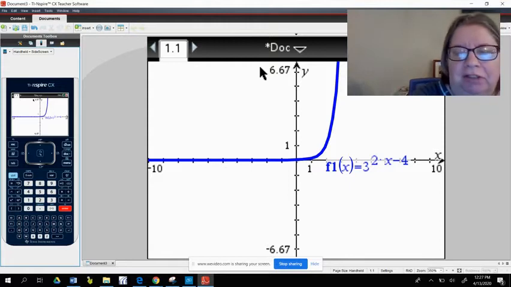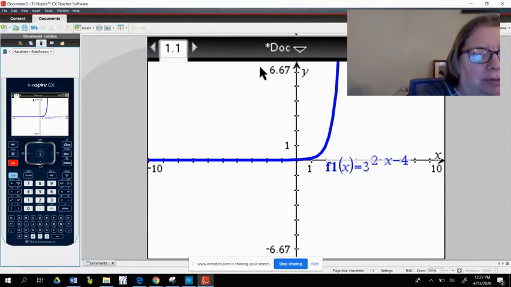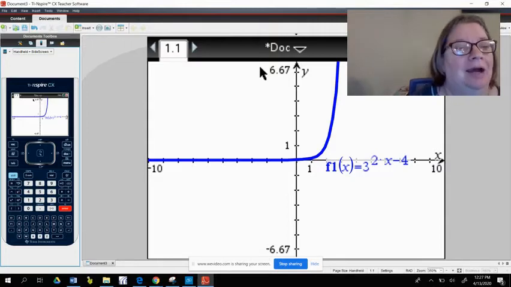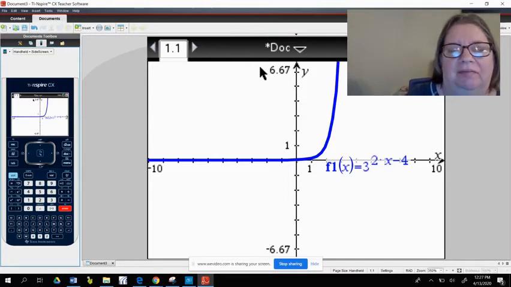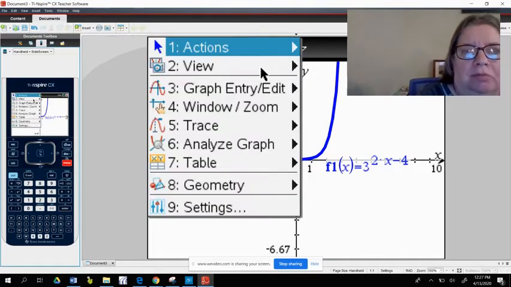Okay, so we graphed 3 to the 2x minus 4. Now let's hit control, hit tab, and type 3 squared. Now remember 3 squared is 9. We're not going to see 9 because our window stops at 6.67. So I'm going to go to menu, zoom out.